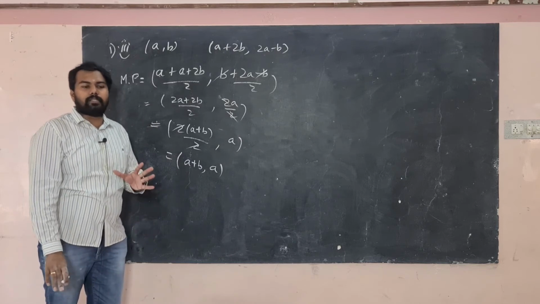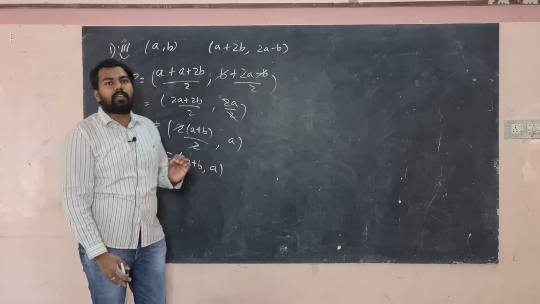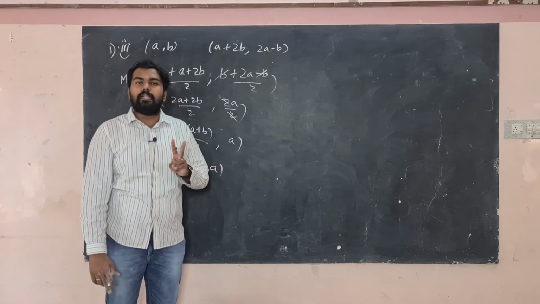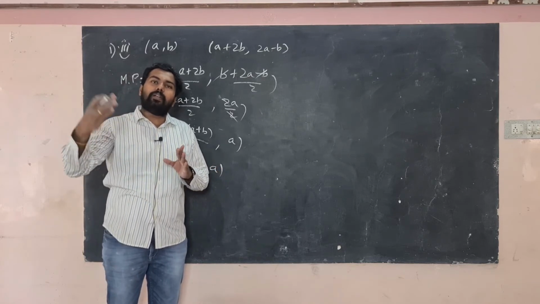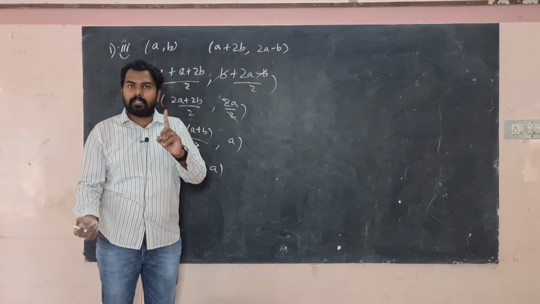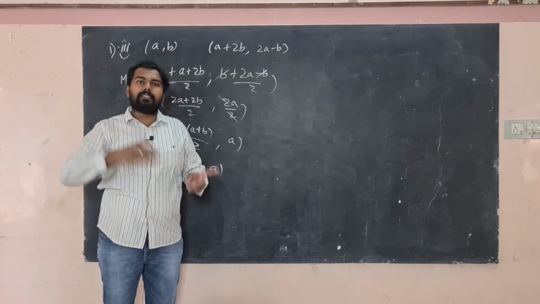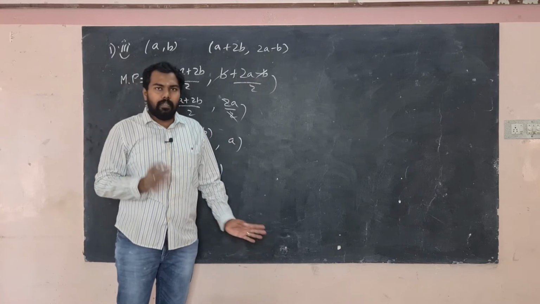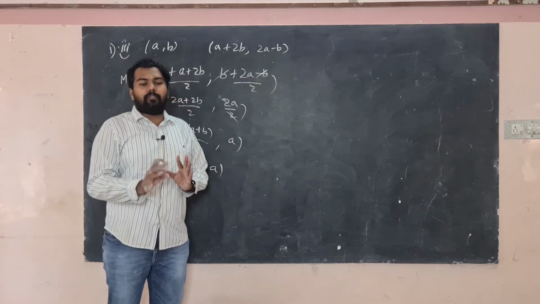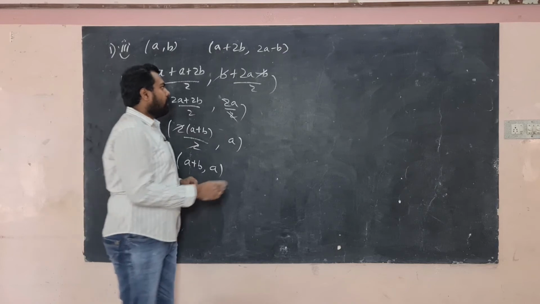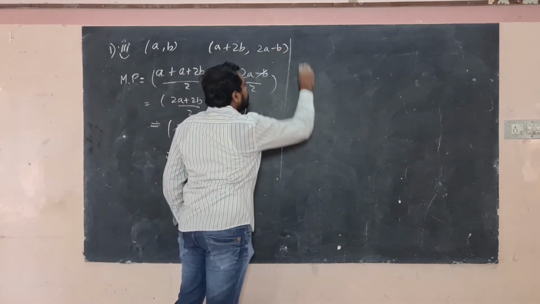The second sum is also the same. In the second sum, the center of the circle is given, and one of the ends of the diameter is given. Remember the first example, where they gave one end of the diameter and the center and asked us to find the other. The same procedure you have to apply to find the answer for the second question. Now I am going to do the third question.